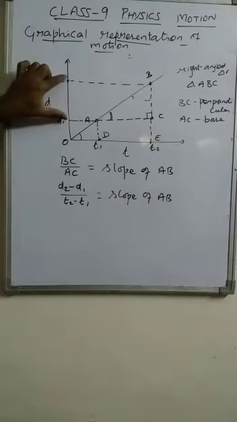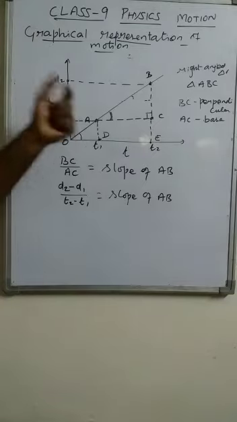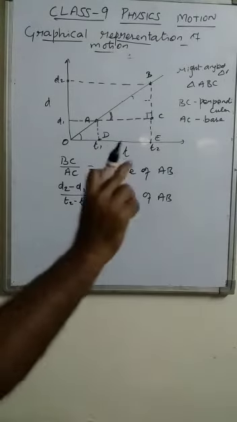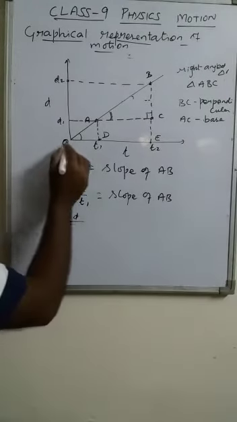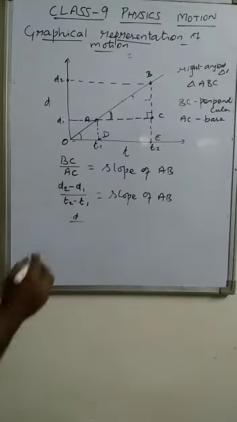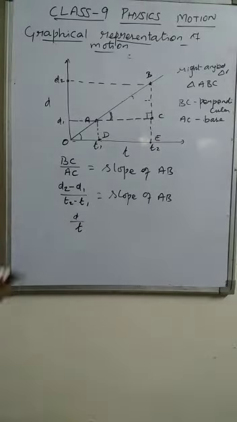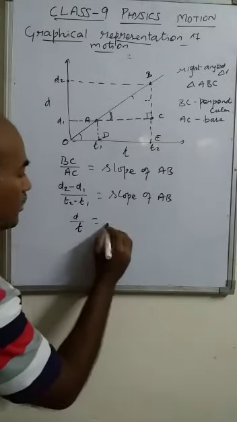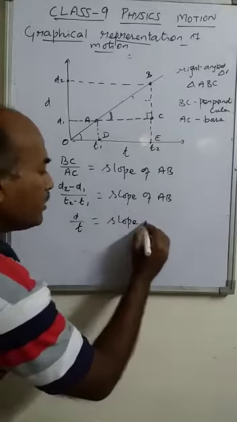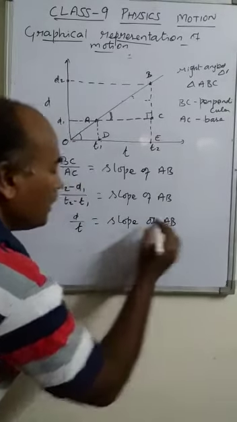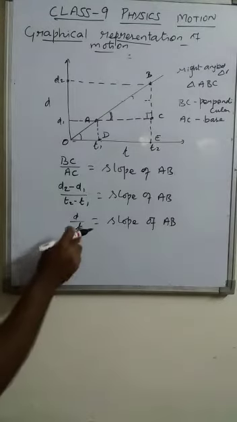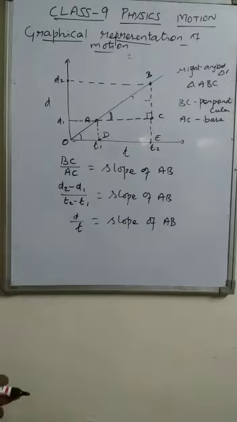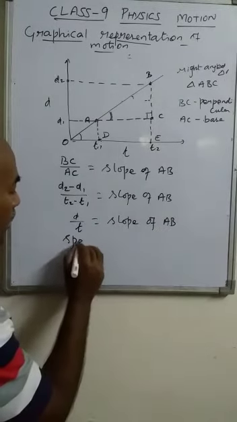Now you see, the final position minus the initial position, the length between them, gives the distance between them. And the final time minus the initial time gives the time interval between them. That is equal to the slope. So as we know, distance upon time is the speed. So speed is equal to the slope of AB.